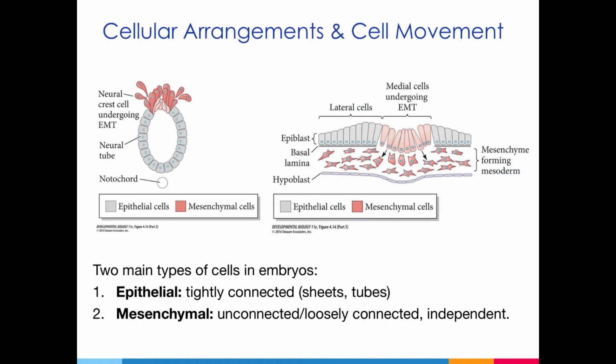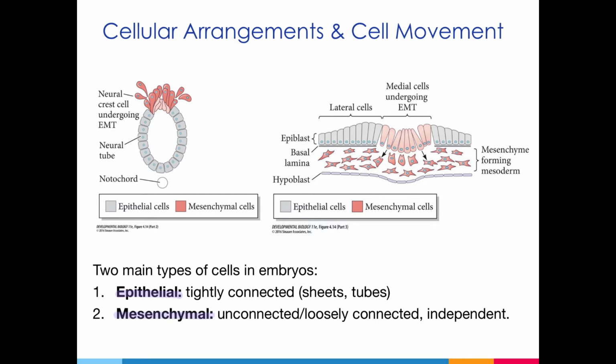The creation of form, or morphogenesis, in embryonic development is characterized by extensive cell movements and cellular rearrangements. There are two main types of cells in embryos. These are epithelial cells and mesenchymal cells. Epithelial cells are those that are tightly connected, either in sheets or tubes. In these diagrams, the epithelial cells are shown in gray. An example of an epithelium is the epidermis of the skin.